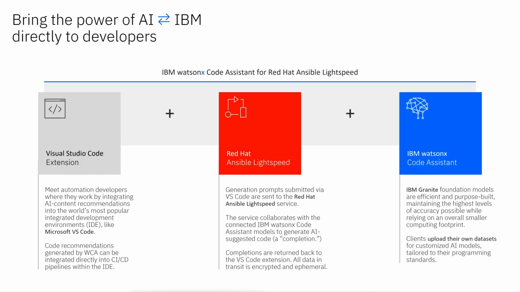It is important to note that all data in transit is encrypted and temporary, so users can be confident and have trust in the security of the service during this exchange. In order to utilize the product, a client must have an existing license for Red Hat Ansible automation platform, as well as a license for IBM watsonx Code Assistant for Red Hat Ansible Lightspeed.